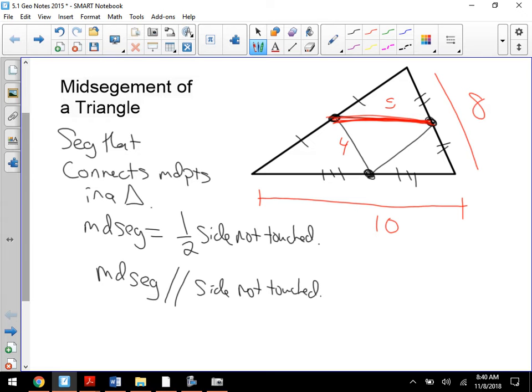So it depends on what you have. Are you the mid-segment or are you the side? If you're the mid-segment, you double going out. If you're the side, you cut it in half coming in.